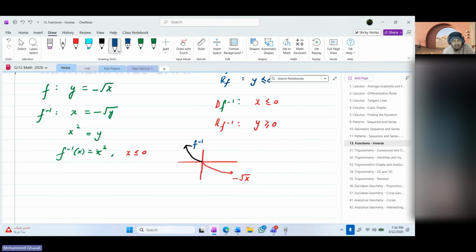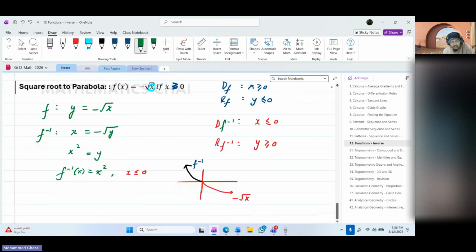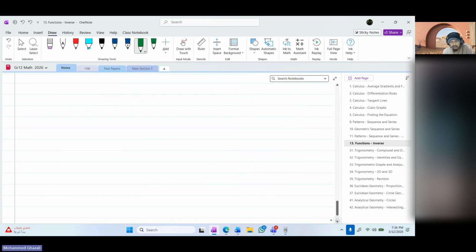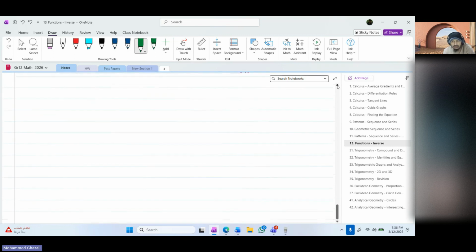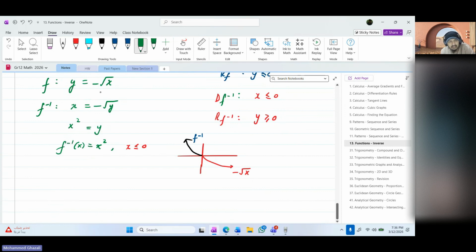All right. Now you can take some points on the graph. Obviously, I expect you to know how to draw a square root function. If you don't know how to draw a square root function, we take some values. Let's take a value 0, then the y value is 0. Let's take a value 1. If I take 1, then the y value is negative 1, right? If I take 4, then the y value is negative 2. So 4 gives me negative 2.